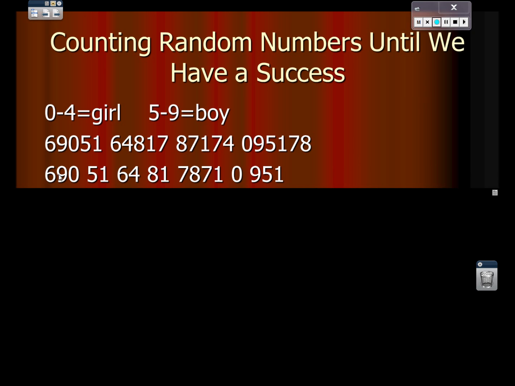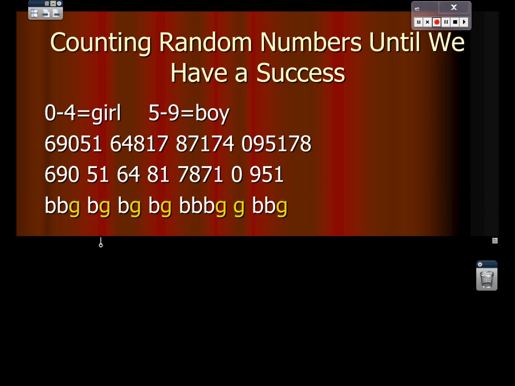The number 6 is a boy, I want to have another child. The number 9 is a boy, I want to have another child. 0 is my first success. I'm going to stop and then look at the next numbers and keep going until I have another girl. 5 represents a boy, I'm going to have another child. The number 1 represents a girl, I'm going to stop.